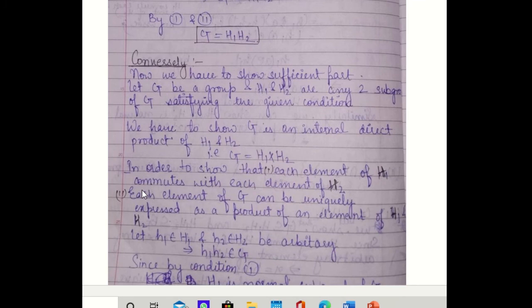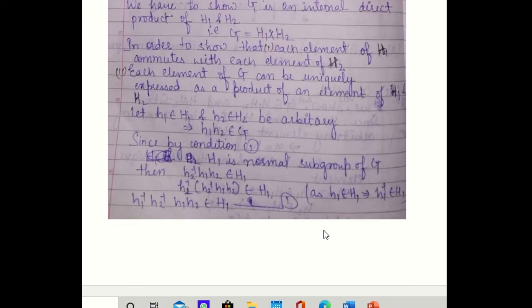Now conversely, we have to show: let G be a group and H1, H2 be any two subgroups of G satisfying the given conditions of the theorem. We have to show G is an internal direct product of H1 and H2, that is, G is equal to H1 cross H2. Now, we need to show that each element of H1 commutes with each element of H2, and each element of G can be uniquely expressed as a product of elements of H1 and elements of H2.